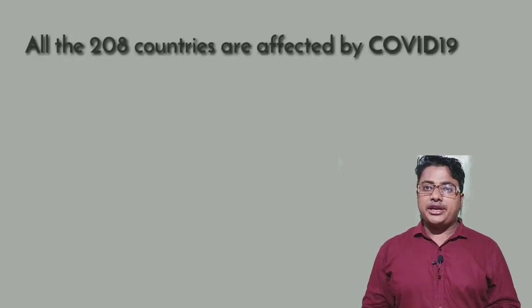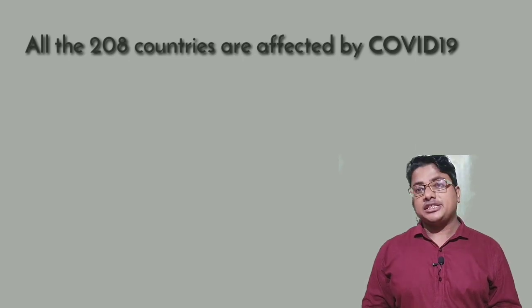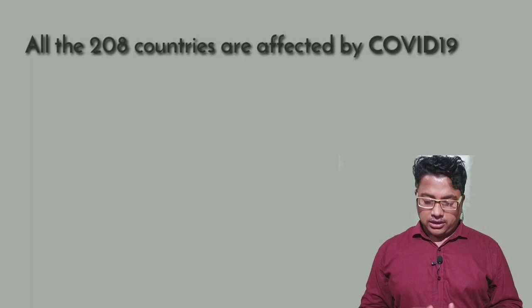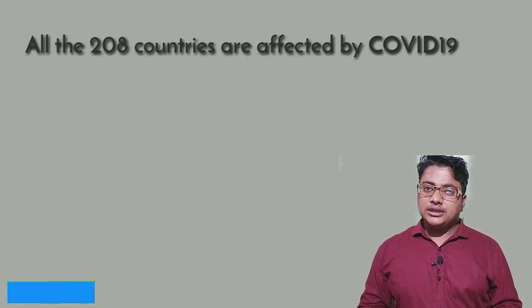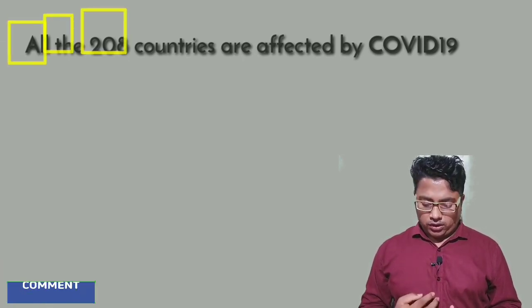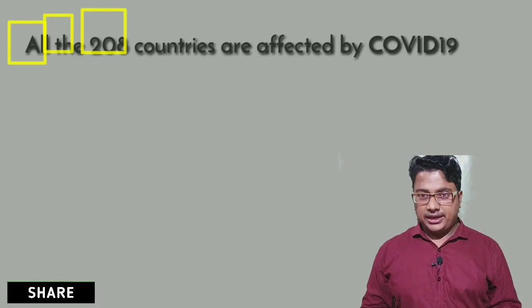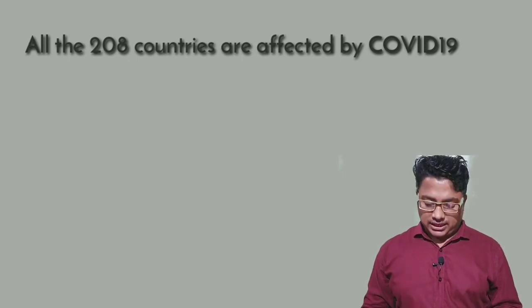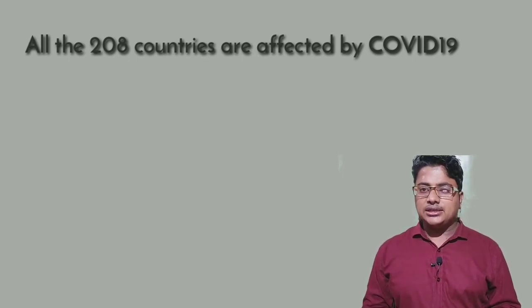Then last type, it is forced determiner. All the 208 countries are affected by COVID-19. Here we use three determiners at a time: all, the, and 208. Here we know all is quantifier, the is article, and 208 is also quantifier.